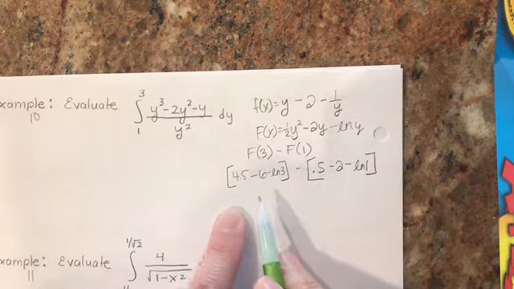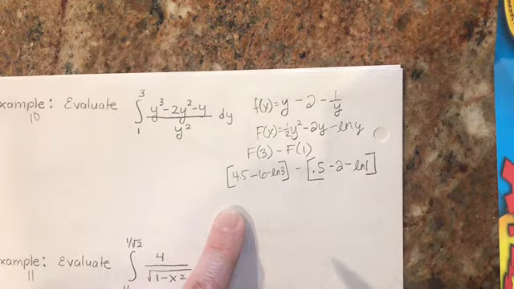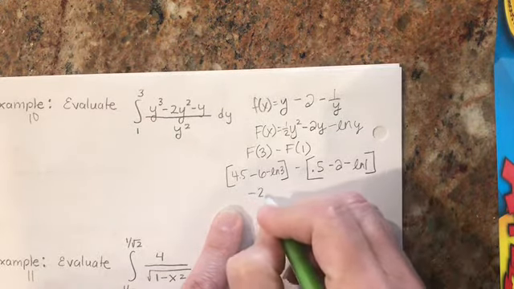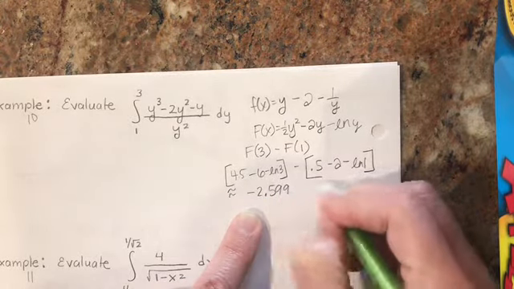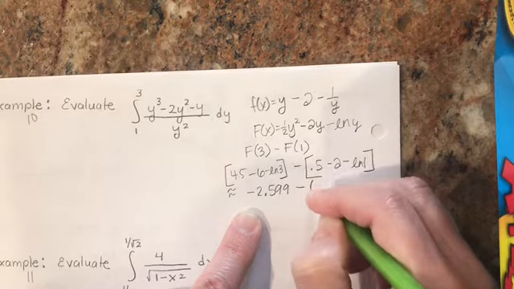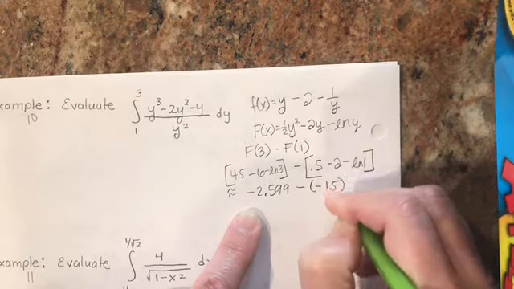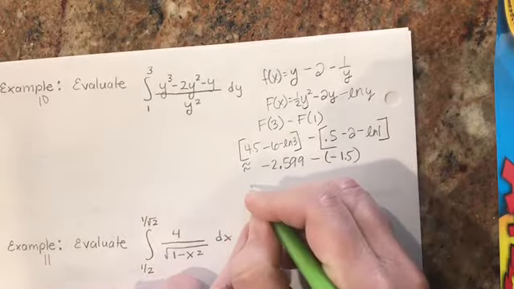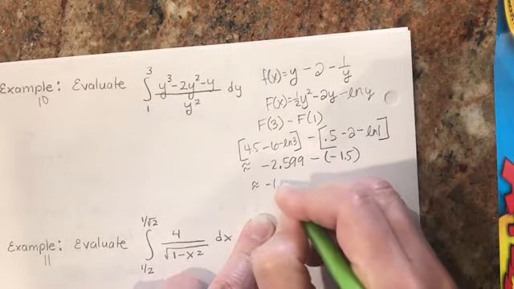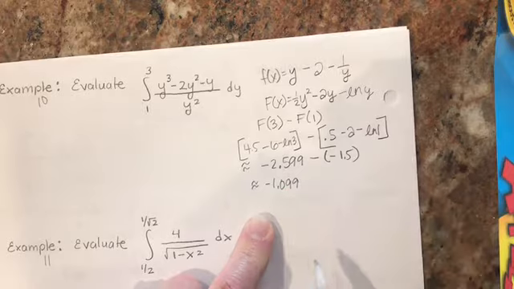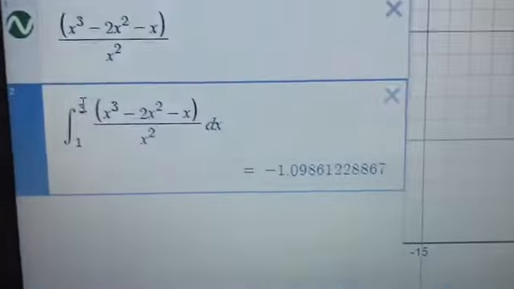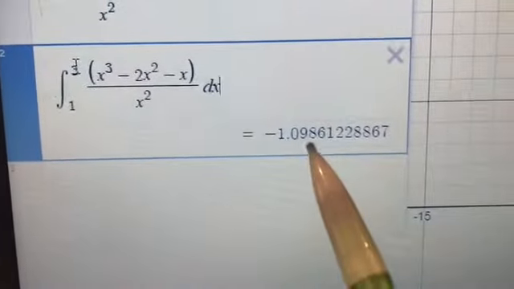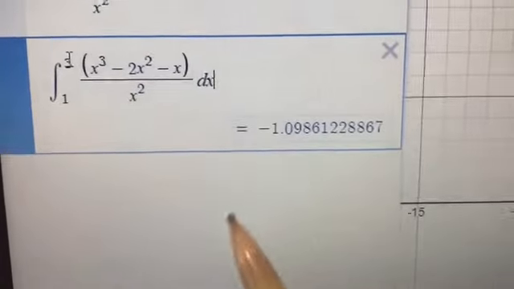And then when you just type this in your calculator, you get roughly, so let's put the squiggly equal line, negative 2.599, and then this is going to become minus a negative 1.5, so it's going to turn into plus, and your final answer being negative 1.099. Okay, I've already typed this into Desmos for you, and so first let's just check our answer, and we can see negative 1.099 is roughly what we have.